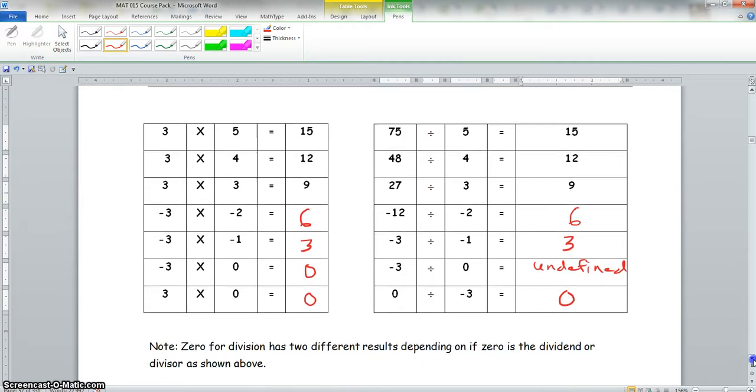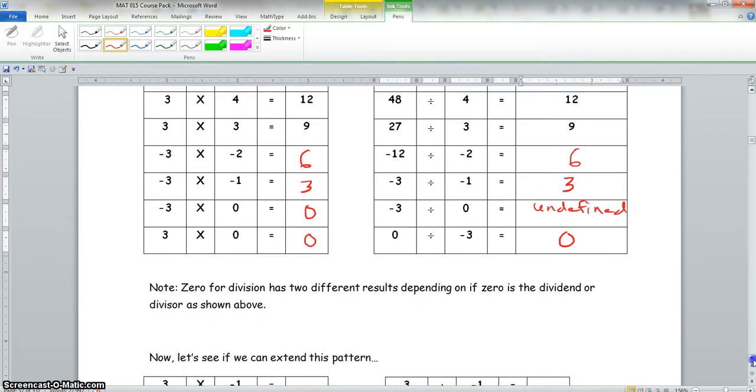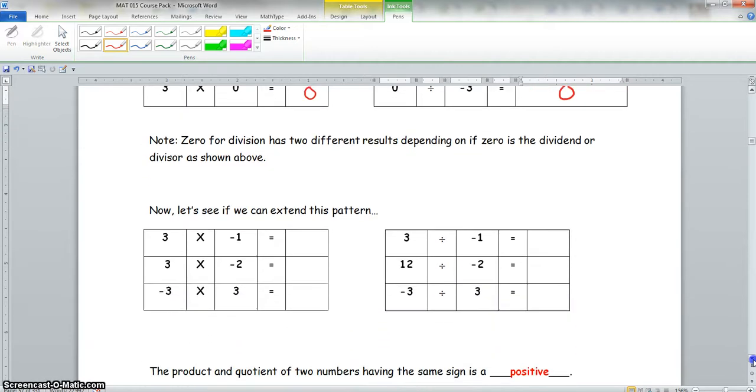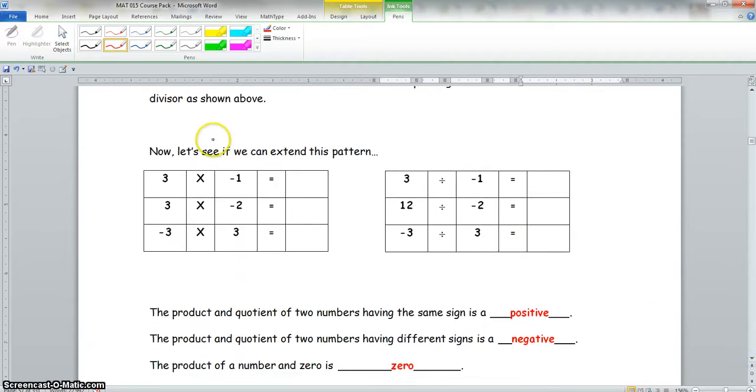Now we scroll down here. It says note, 0 for division has two different results depending on if 0 is the dividend or divisor, as shown above. It says here, now let's see if we can extend this pattern. Now remember, we had said earlier if they had the same sign and were multiplied, they were positive. But if the factors have different signs, then your answer is negative. So positive 3 times a negative 1 will give you negative 3.